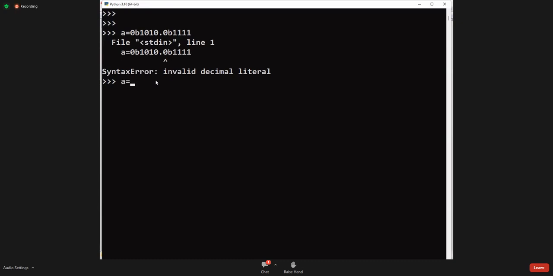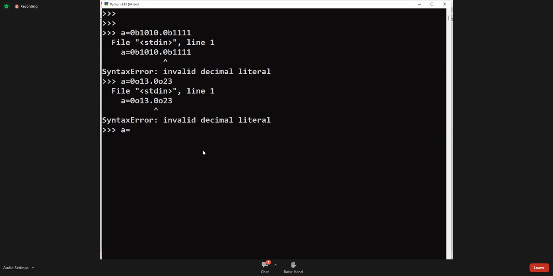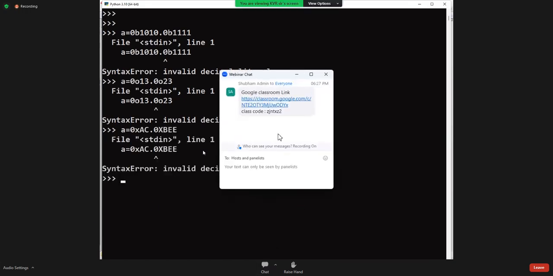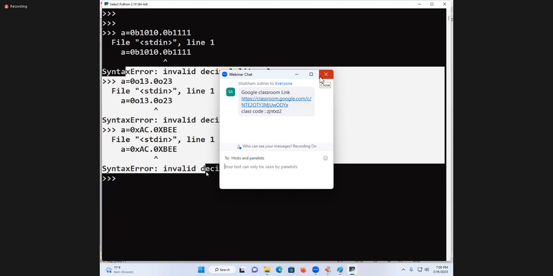A is equal to 0O13.0O23, also called invalid. No octal data representation like that. A is equal to 0xAC.0xBEE, also invalid. So we can't represent this type of things.